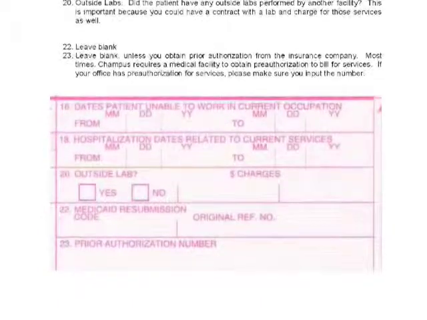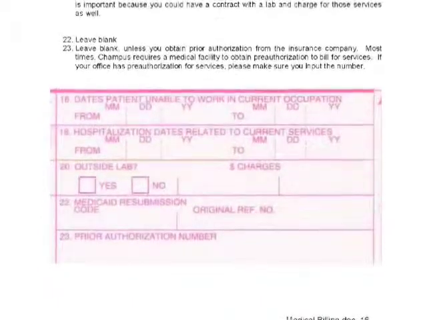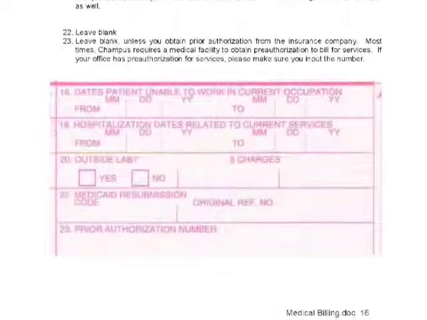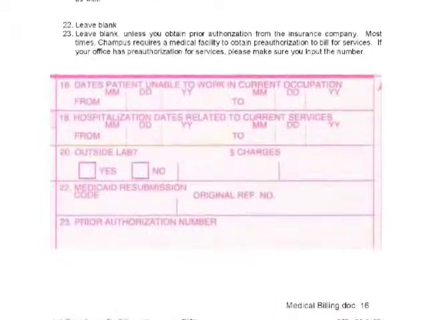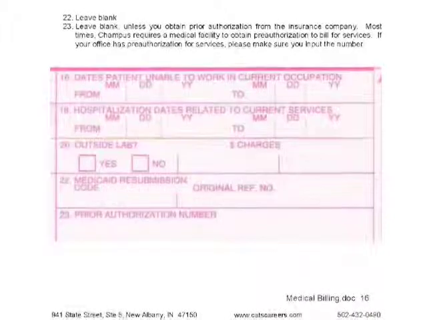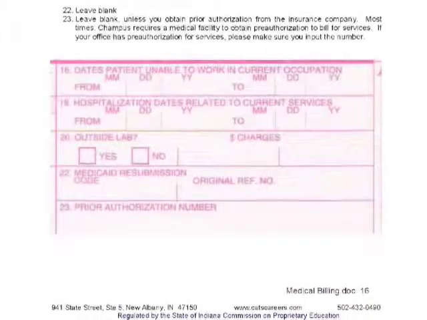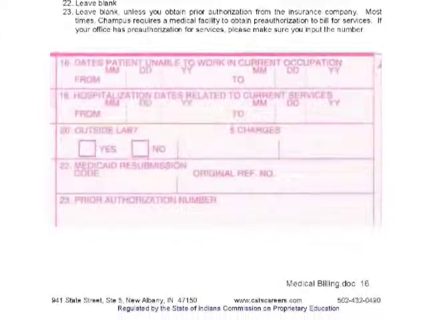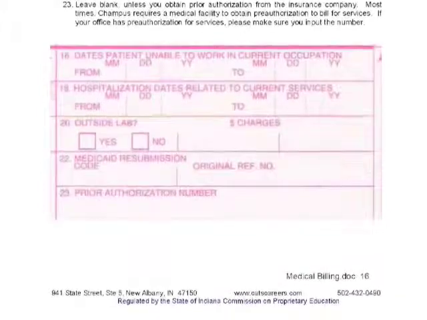22, leave it blank. 23, leave it blank unless you obtain prior authorization from the insurance company. And of course, CHAMPUS, which is the military insurance, they actually require medical facilities to obtain pre-authorization to bill for services.